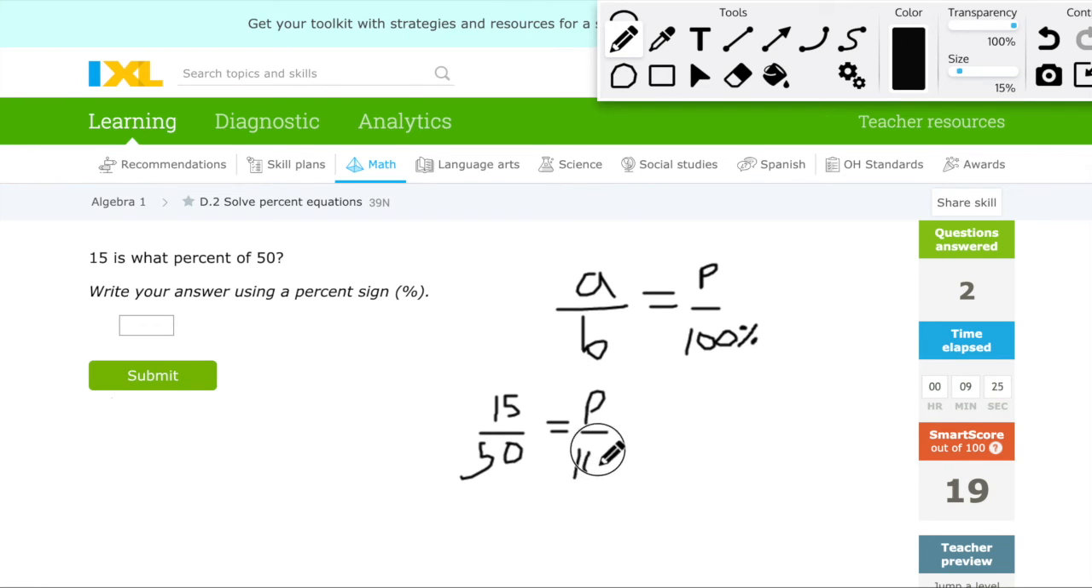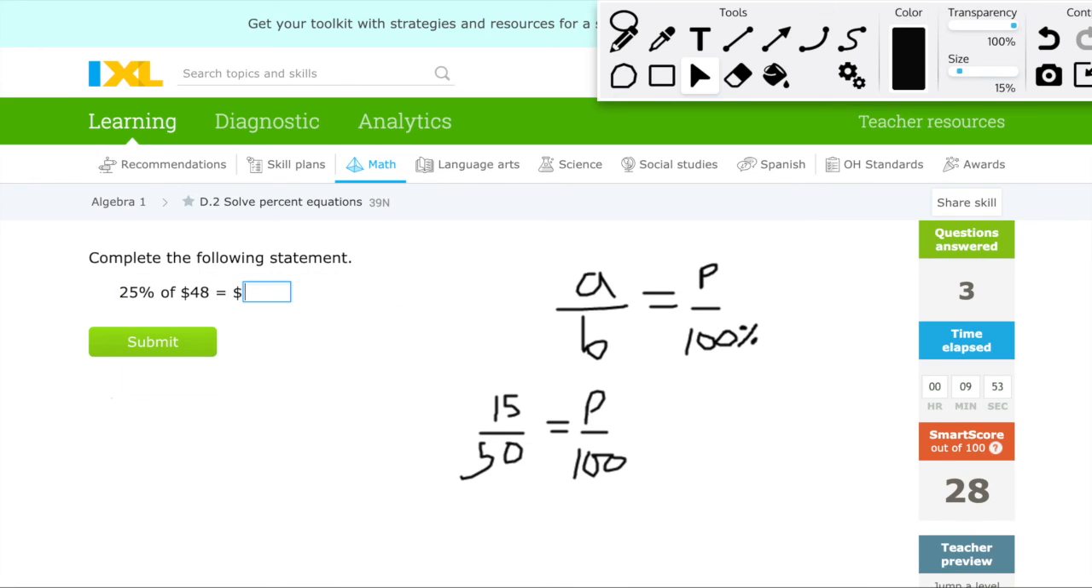Again, we're going to end up cross multiplying. It's going to be kind of the same thing as long as you know which value goes in what spot. 15 times 100 is 1,500. The 50 would be multiplied by the P, but like the last one with the 60, we would end up dividing by it and getting 30. So that's about all there is to it for this section.